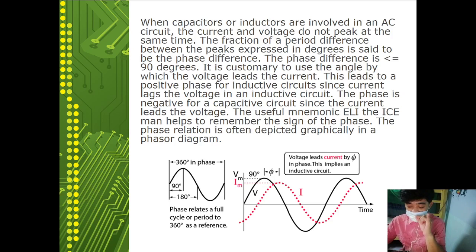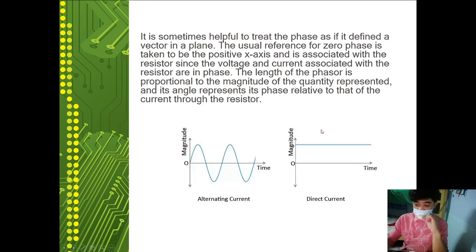In the figure, it says that unlike DC, it's not the same as AC. The circuit graphs, well, in DC, it would be just like this. In the direct current, it has a straight line passing through time. But in alternating current, as I said earlier, it oscillates.